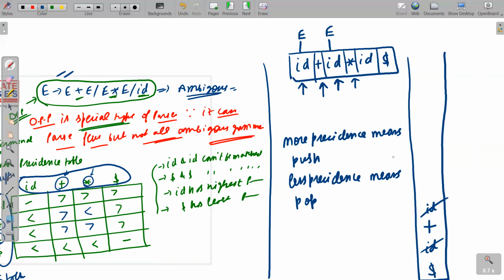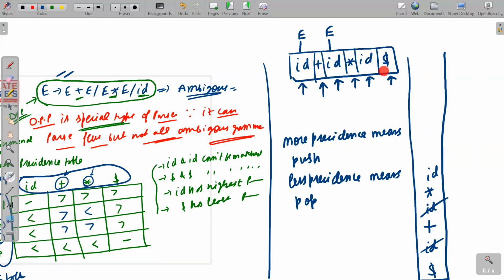Now star and plus are compared. See here carefully. So what does this mean? Star is having more precedence than plus now, so star will be pushed onto the stack. Since we have pushed it onto the stack, we will move to the next symbol, that is ID. Now ID and star are compared. ID is having more precedence, so it will be pushed onto the stack, and look ahead will move one symbol to the right. Now I will say dollar.